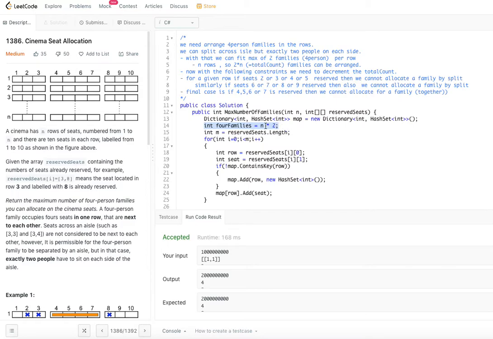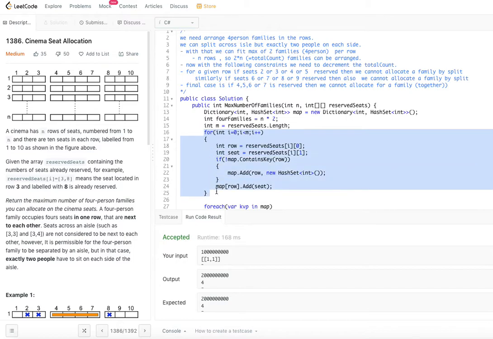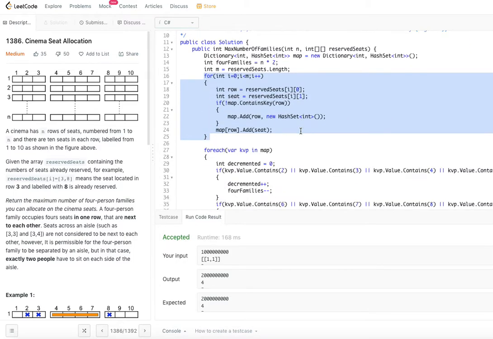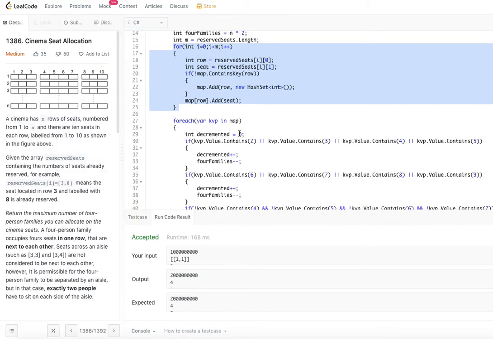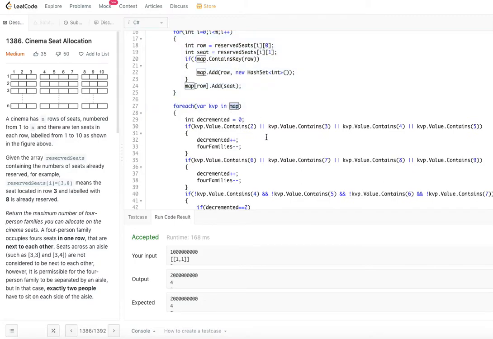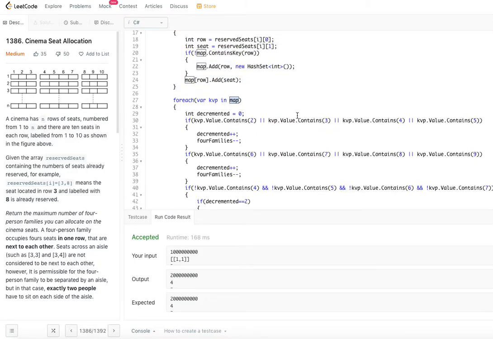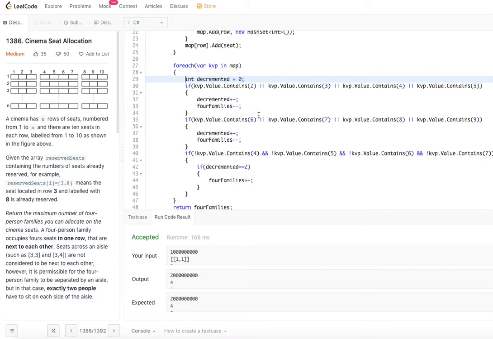Now we have to work out and decrement the number of 4-person families that we will be able to seat. So go through the reserved seats and fill out this map, saying in each row how many seats are already reserved. That is what is being done by this for loop. So you go through each reserved seat, and then go through the map we got, and see how many we are decrementing for each row.